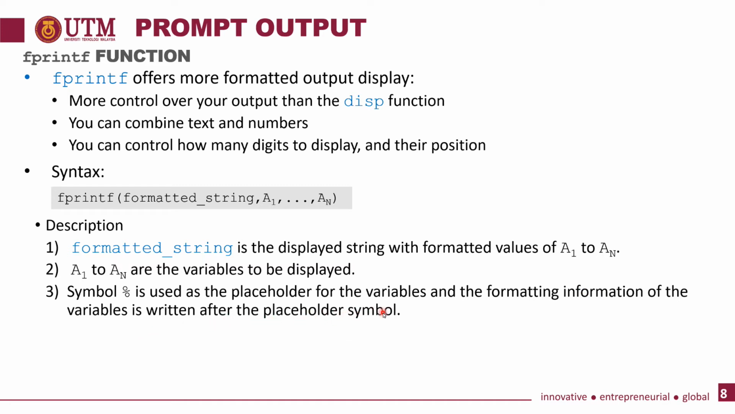All right, so in Fprintf, as I mentioned before, it can combine text and also numbers all together. But if we want to insert a specific value of the variable, you need to put a percentage sign before that. I will show you some examples.